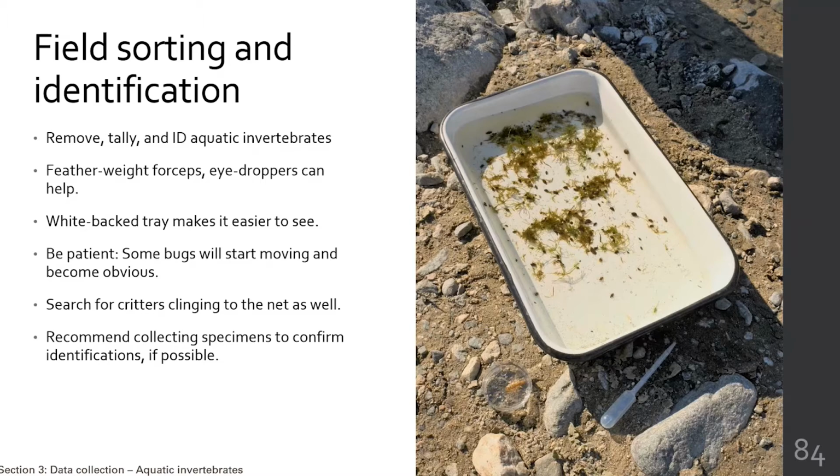Patience is good. Sometimes it might not look like there's anything, but you give the tray a little time to settle, and you'll see the bug starting to swim around. Again, we recommend that you collect specimens to confirm identifications later where possible. When you're counting up the number of individuals in a taxon, you basically count up to 10. After 10, you don't need to continue counting the abundance of that taxon.